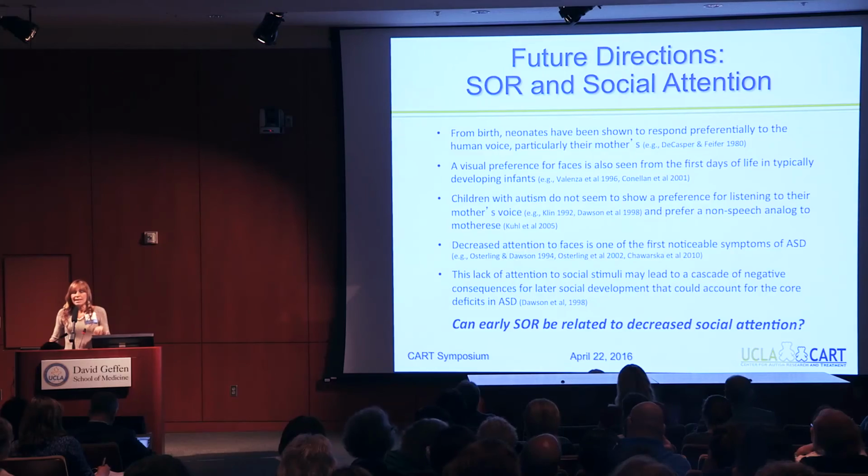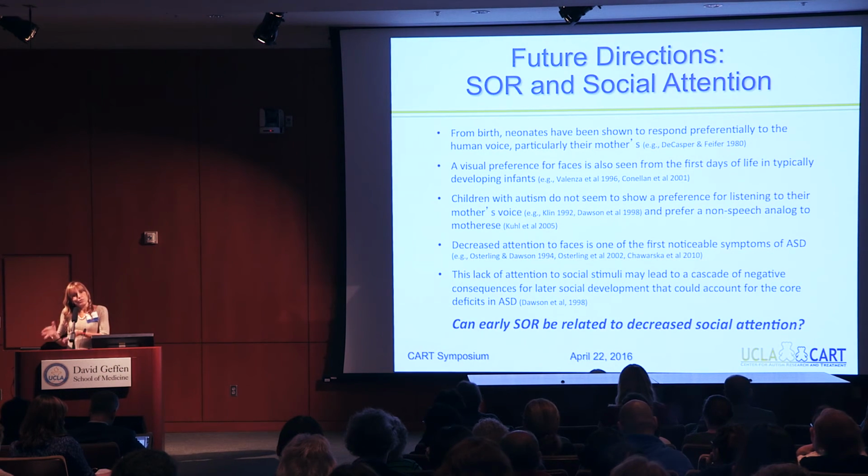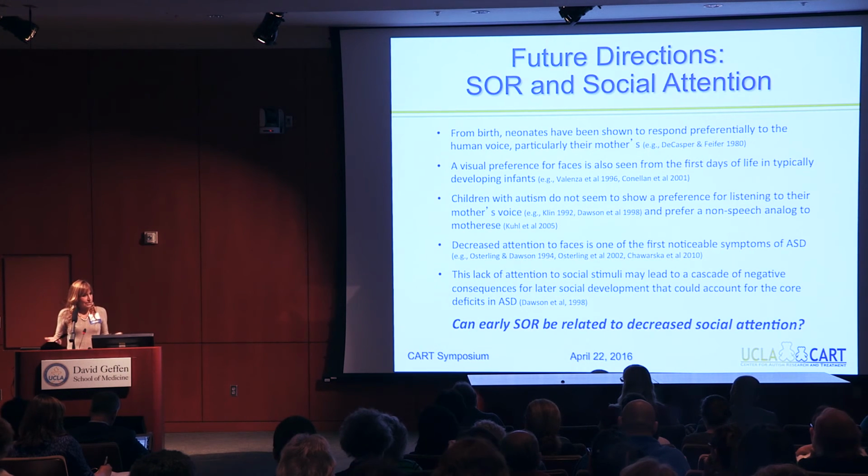But the real important question, the next frontier, at least for us and for some of the students in my lab, is to really look at whether early sensory over-responsivity may be related to this decreased social attention. Is it the case that this over-responsivity to some of the sensory internal proprioceptive feedback is actually diverting attention that in a neurotypical brain is directed toward what is happening around you, that is, to what mom and dad and your siblings, et cetera, are doing?